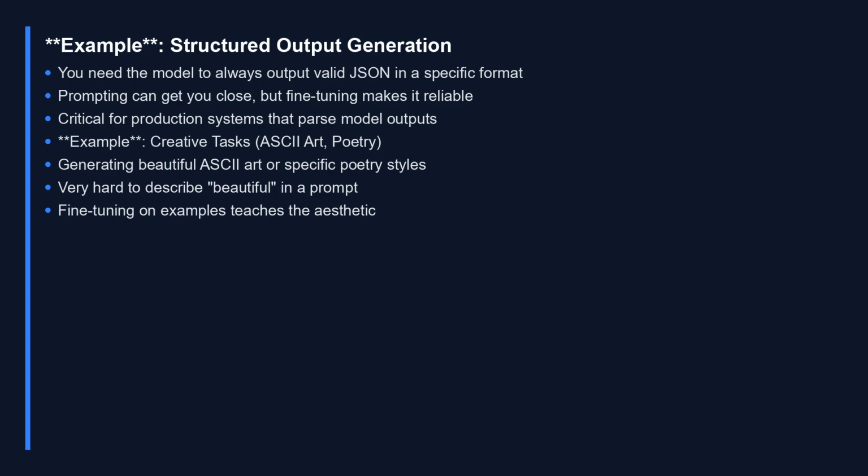The second is creative tasks, generating ASCII art, writing in a specific poetic form, producing output with a particular aesthetic quality. The challenge is that beautiful or elegant is nearly impossible to specify in a prompt. Fine-tuning on curated examples teaches the model what you mean by showing it, not telling it.